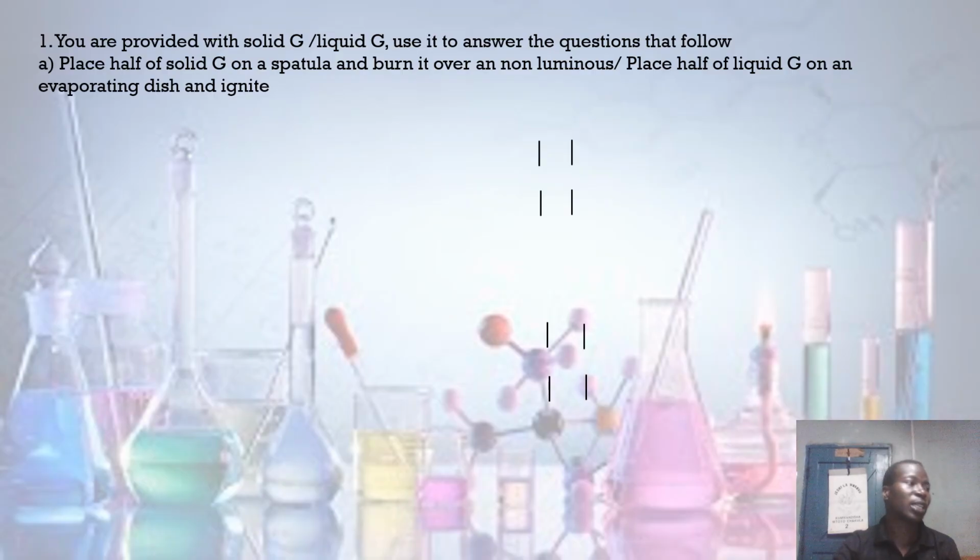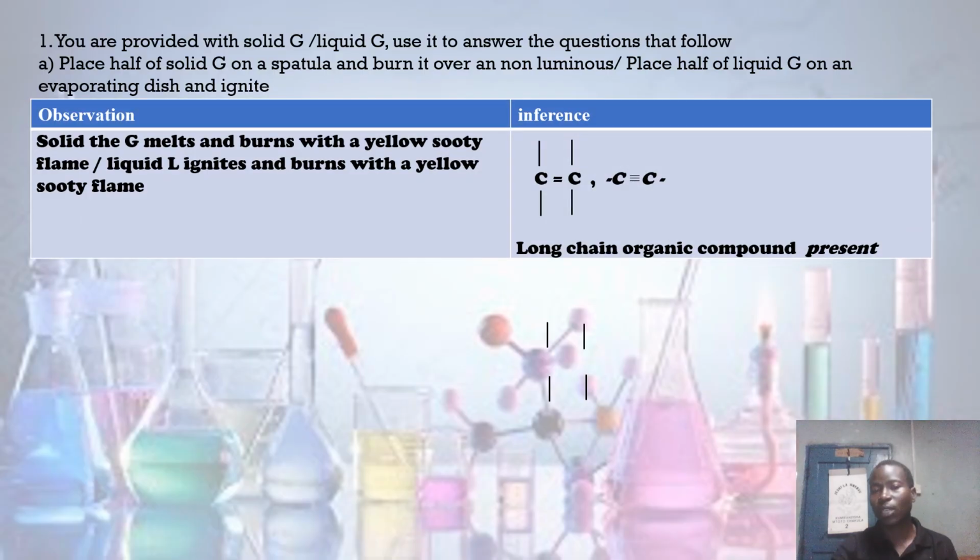We are also looking at it in the form of a question. So you may be given a substance. It may be a solid or it may be a liquid, and you are told to take a portion of that solid and burn it over a luminous flame. As you are burning, when it comes to organic chemistry, you must be able to tell the color of the flame that is produced, and you must tell us whether soot is being produced or not.